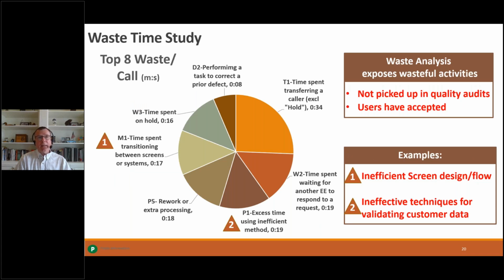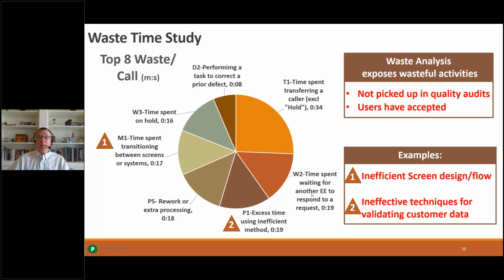And then finally, we talked about the waste time studies. This is an example of the top 8 wastes that came out of a study. You can see here, it's just a simple pie chart. The first item here is time spent transferring a caller, which accounted for 34 seconds. No value is being added. We're just moving the caller from one person to another.